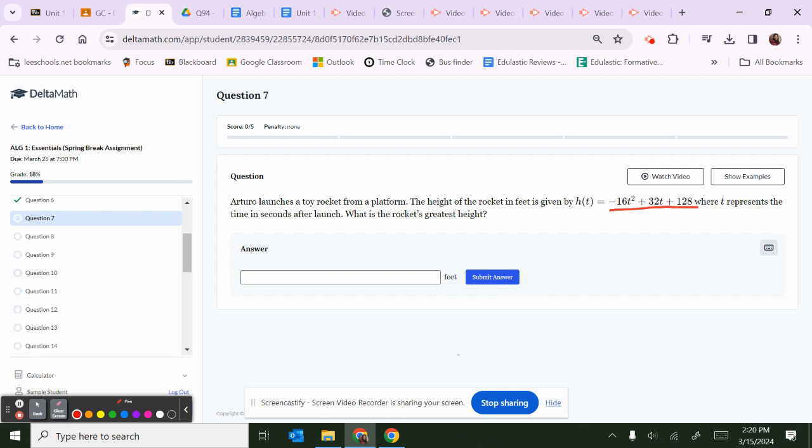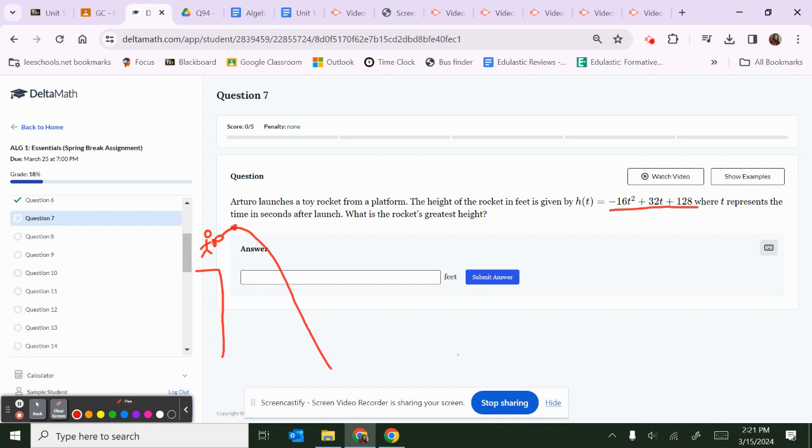All right. So when you're doing this, we can actually represent it using visuals. So Arturo launches a rocket from a platform. So Arturo is here on a platform. All right, and Arturo launches that rocket. Okay. So if he launches the rocket, it'll go up a little bit, but at some point it is going to have to go all the way down to the ground. All right. So essentially, I want to find what this greatest height is.